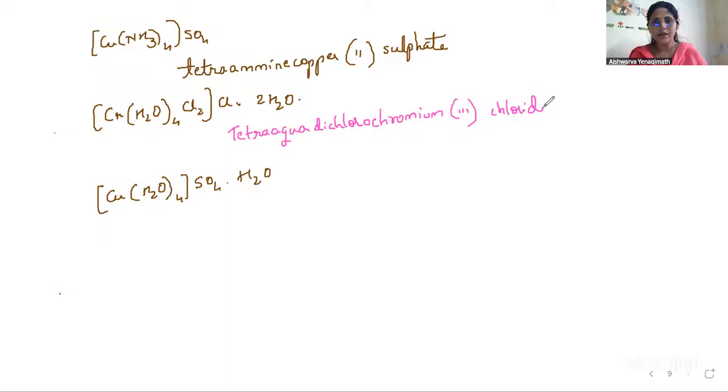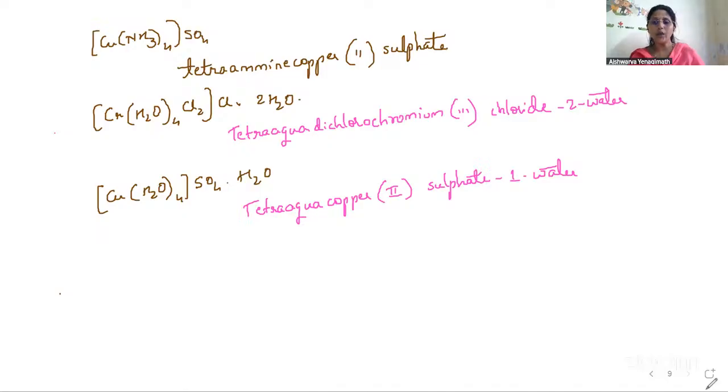Chloride, chloride. And then you have 2 water molecules, so I'll write 2 water. Just like this, you are going to represent it. Fine. Similarly here, what will you write? Tetraaqua, then copper 2, then SO4, sulfate, and then 1 water. That is, 1 water molecule is there.